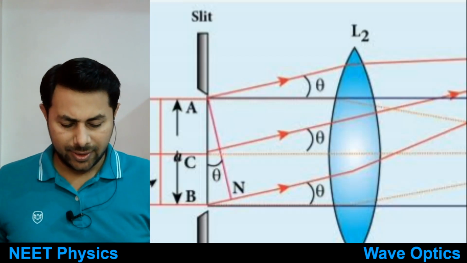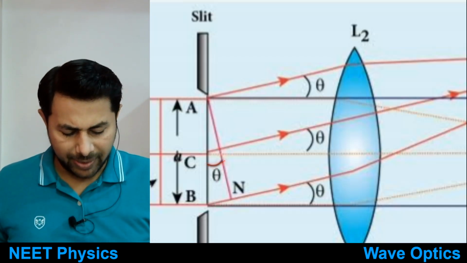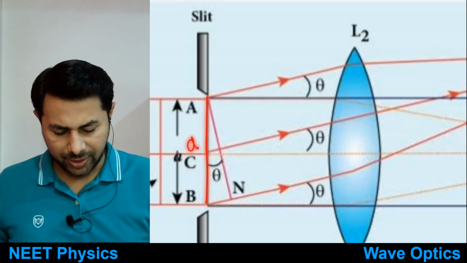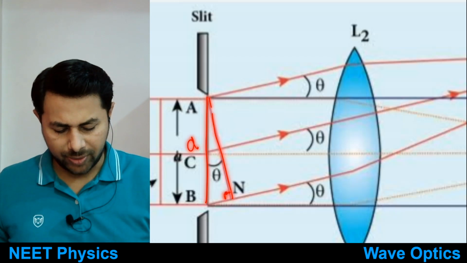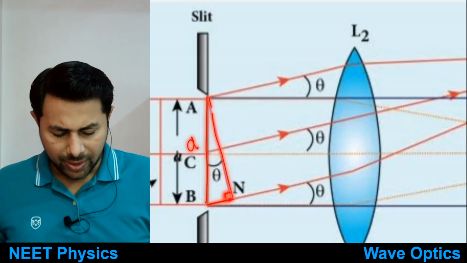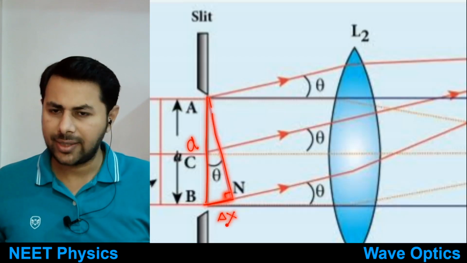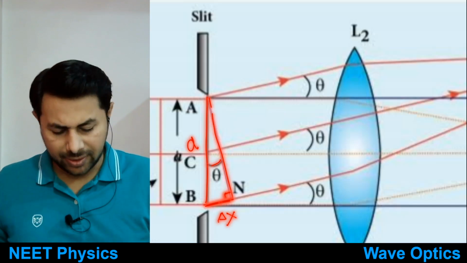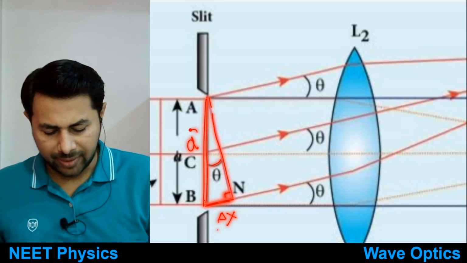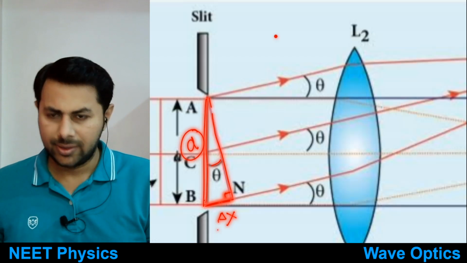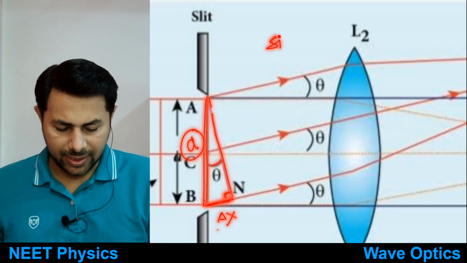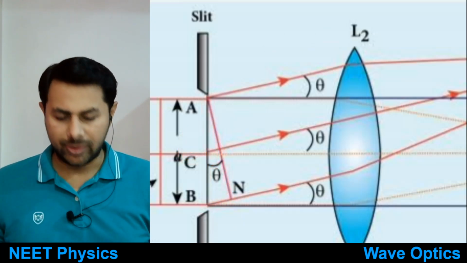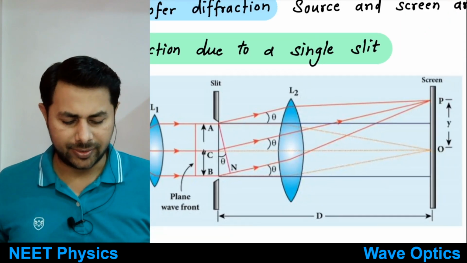Right? So then you can find out the path difference. Suppose this is A, the hypotenuse, then you draw a perpendicular from here. This much is the path difference, you can call it delta x. So sine theta is equal to what? Opposite side divided by hypotenuse, so that is delta x divided by A. Therefore sine theta is equal to delta x divided by A, and delta x would be equal to A sine theta. So that is the path difference.